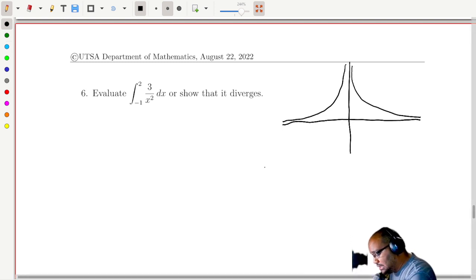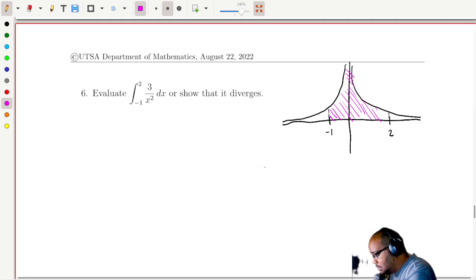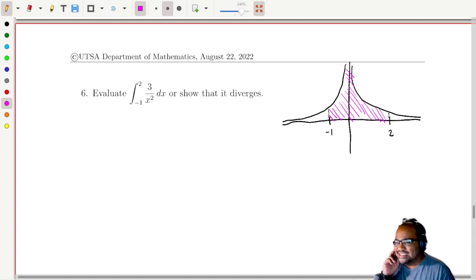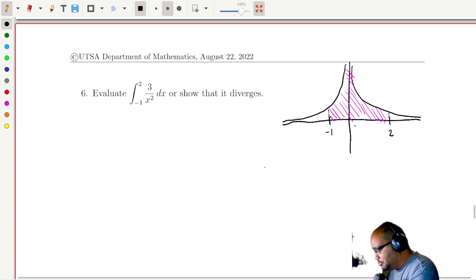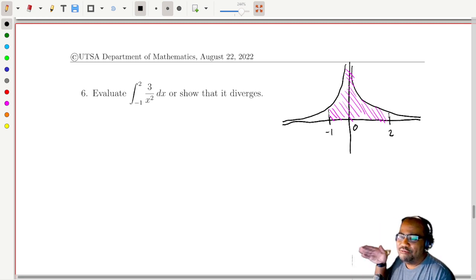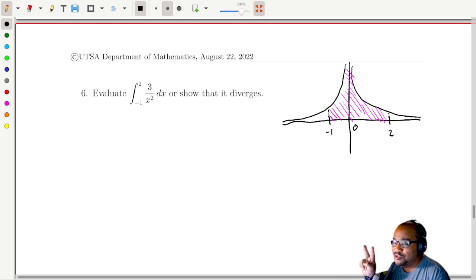All right, but now let's take a look here. We have minus 1. We have 2. And the area that I want is here. Now, the question is, does this area make sense? Notice that I'm not just integrating with continuity, I'm integrating through the discontinuity. I'm integrating through the asymptote. So this is still a type 2 integral. It's still a type 2 integral. But what do I do here?